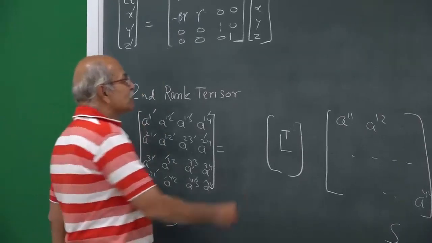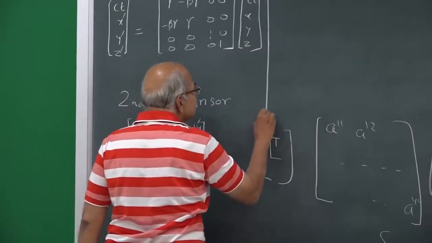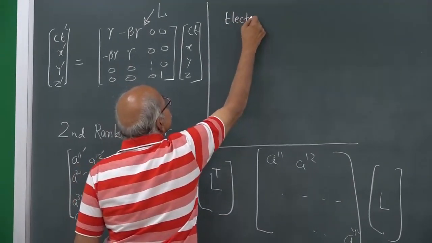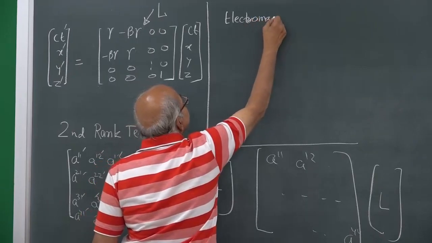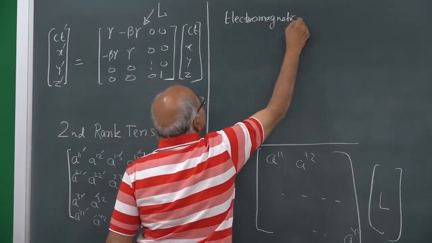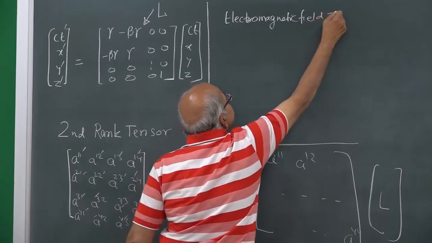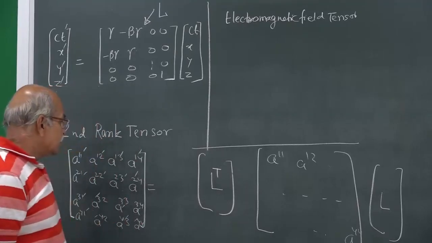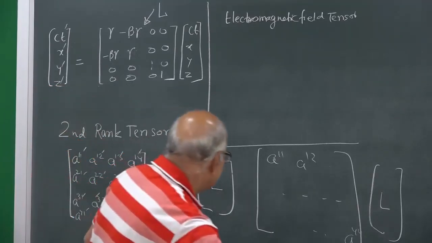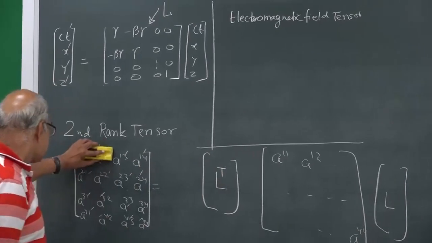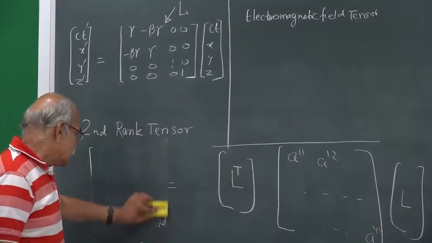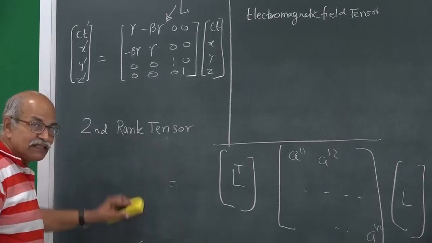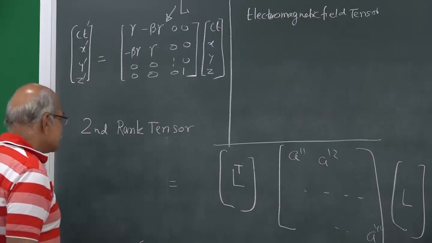So let me write what that is. We call it the electromagnetic field tensor. And how do I write that? Let me write it here. The 16 components are created out of these 6 quantities Ex, Ey, Ez and Bx, By, Bz in the following fashion.